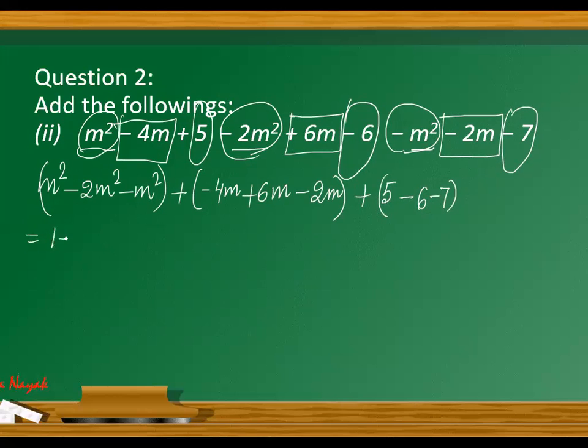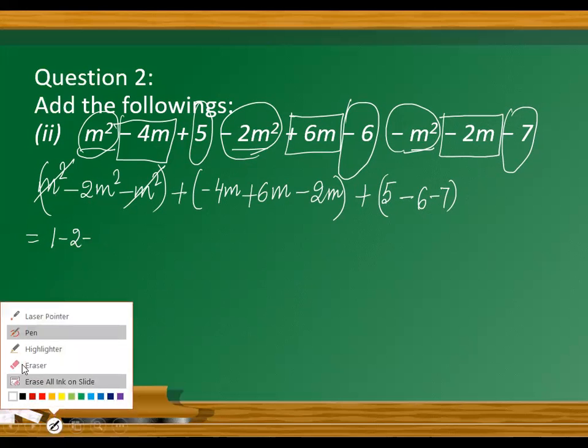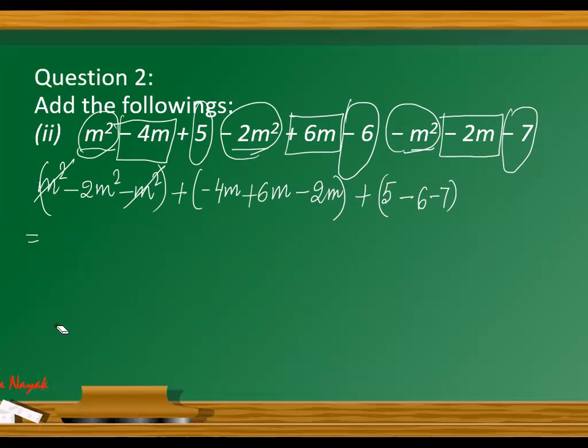So 1 minus 2 minus 1. Or here I can do m square minus m square. That will make it 0. So there will be only how much? Minus 2m square here. Minus 2m square. Then go for this one. Plus minus 4 plus 6 minus 2 into m. Then your plus, it will be minus 8.